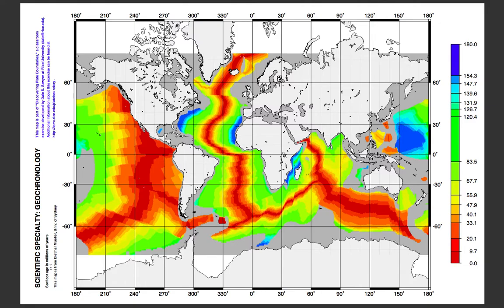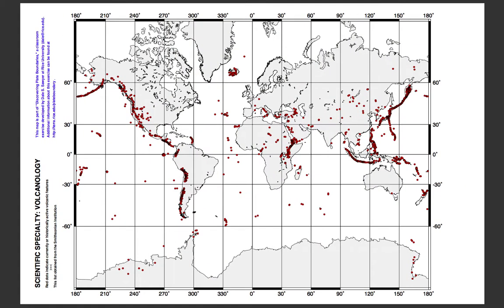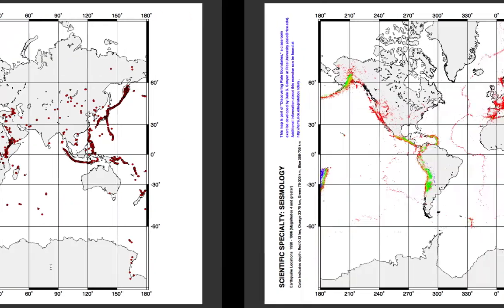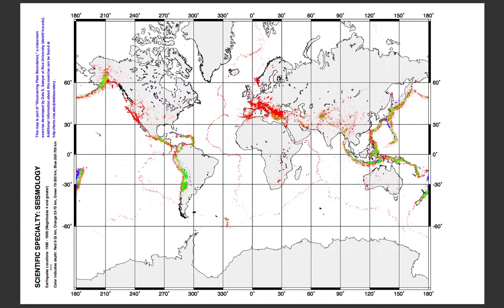So you'll answer some questions about geochronology. You might have some questions about volcanology, and you'll use this map. This is telling you the location of the world's volcanoes. And you'll have some questions about seismology. These are showing the locations of earthquakes. Each dot represents an earthquake, and the color is telling you the depth. So you'll have to figure out what those colors mean right here.